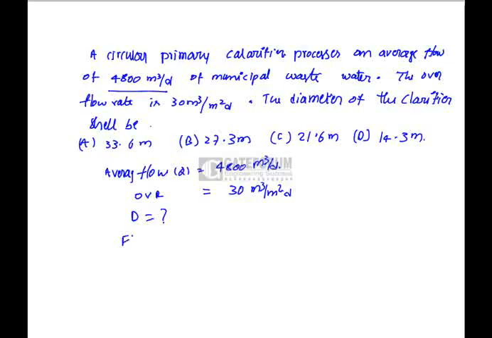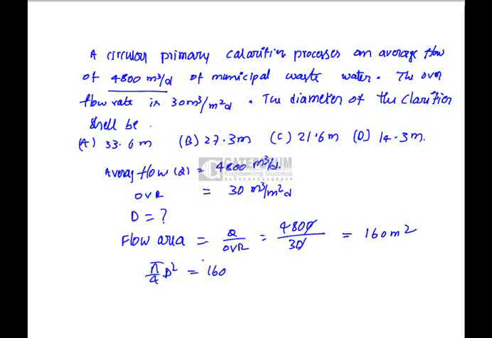So flow area is equal to average flow Q by overflow rate, that is equal to 4800 cubic meters per day by 30 cubic meters per square meter per day. That is equal to 160 square meters. Flow area pi by 4 D square is equal to 160 square meters. D is equal to 14.27 meters, that is equal to 14.3 meters. So option D is correct.